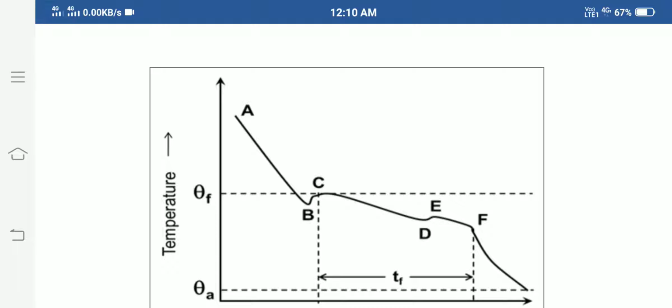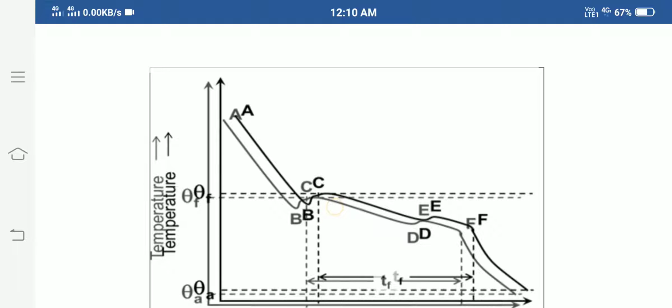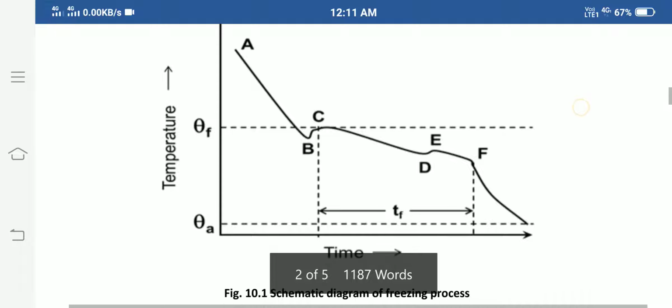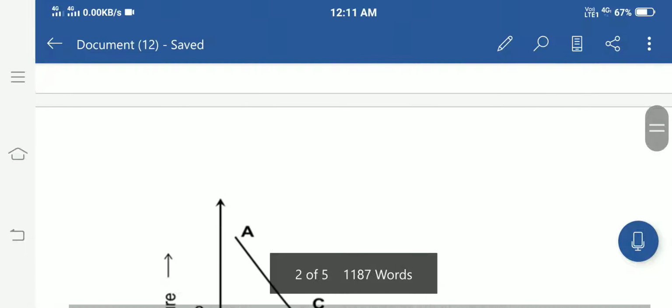When crystal is formed, the heat energy of crystallization is released, and the temperature goes from B to C. The temperature is increased. As we can see, the temperature is on the y-axis and time is on the x-axis.